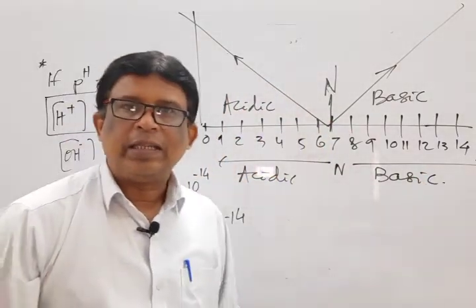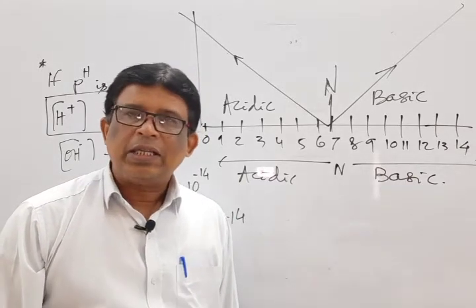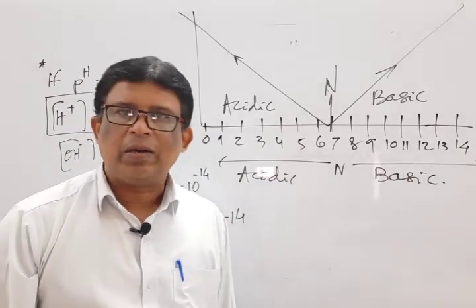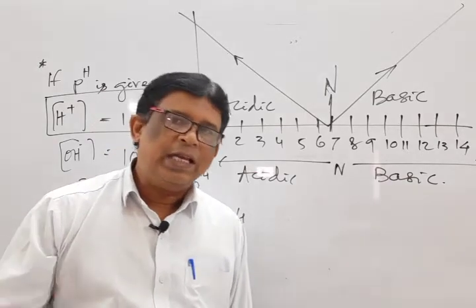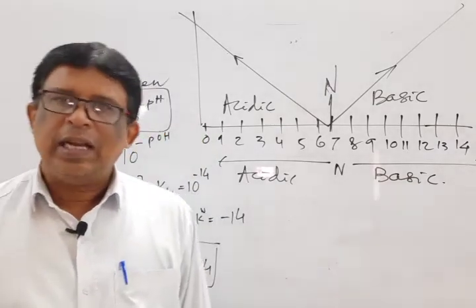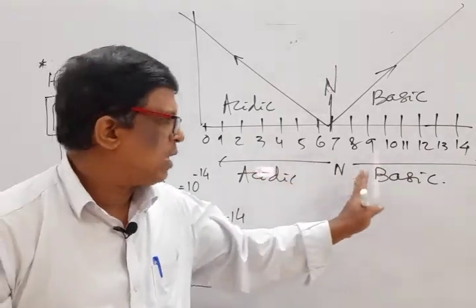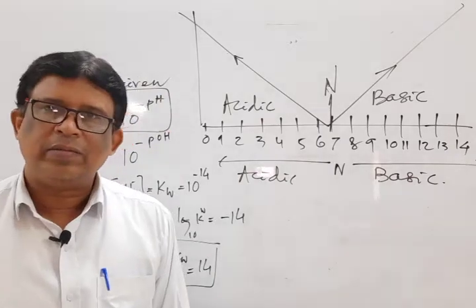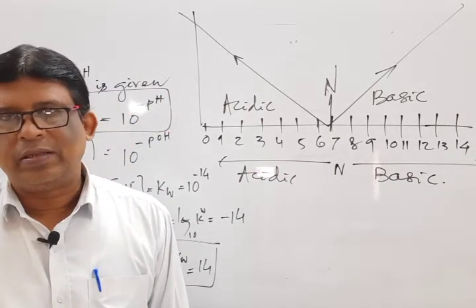The most important thing is that the pH of pure neutral water is 7. Remember that any solution having pH less than 7 is known as acidic, and any solution having pH greater than 7 is known as basic. That is a little idea about pH.